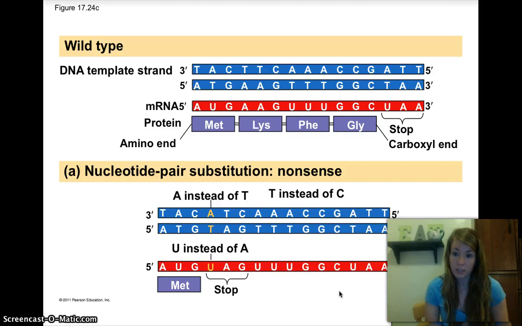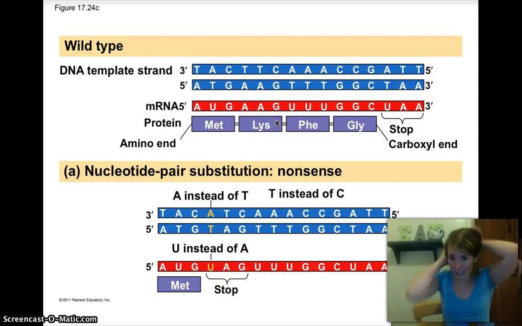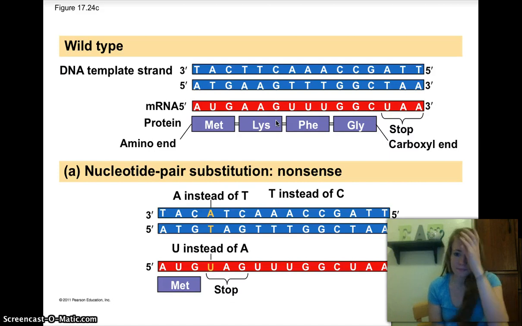Then we get to nonsense mutations. Nonsense mutations appear when there is a premature stop codon. So if you look up at the wild type, there's a stop codon at the end. We have UAA at the end. We made our protein, and we're done. However, if you look at this one, we substituted A instead of T from the wild type, and now we have a UAG instead of an AAG. So instead of bringing in a lysine, suddenly now we have a stop codon. So we got as far as the first amino acid, and now we're done. The ribosome reads it and says, okay, we're done. So our protein doesn't even get made.